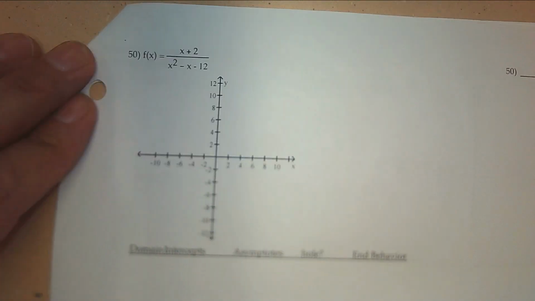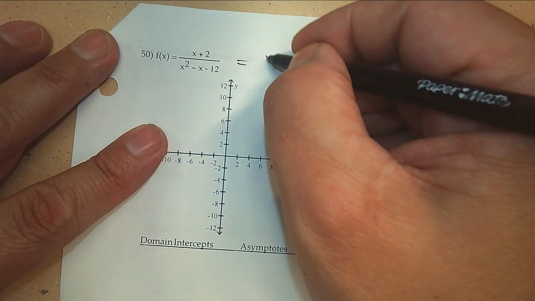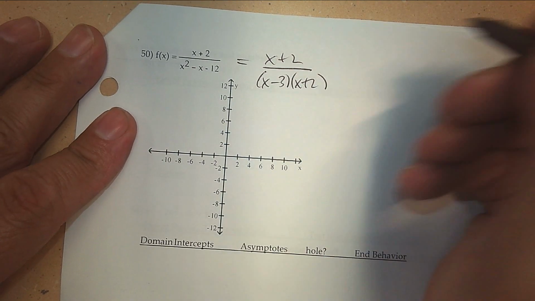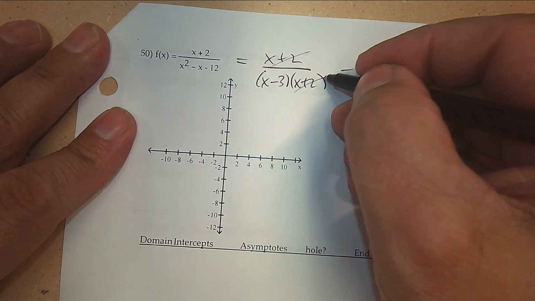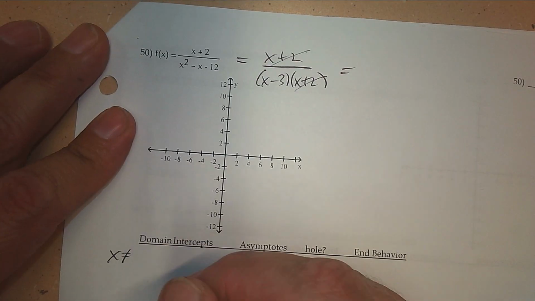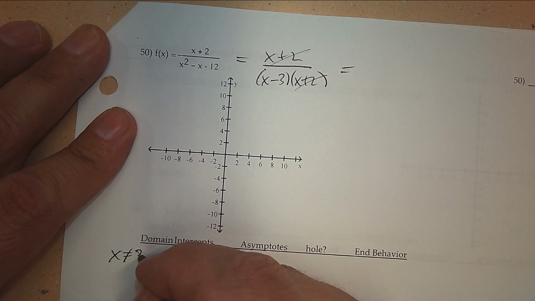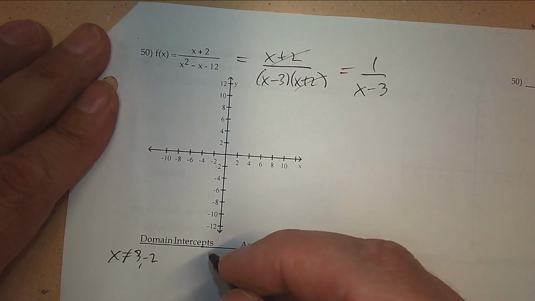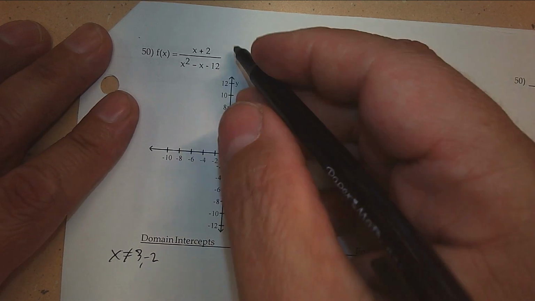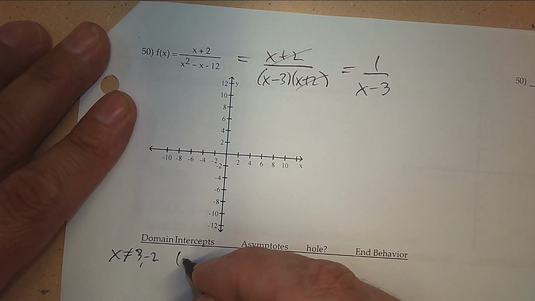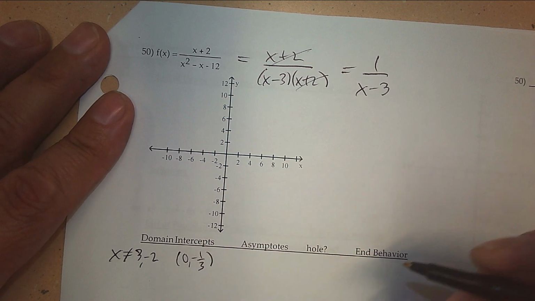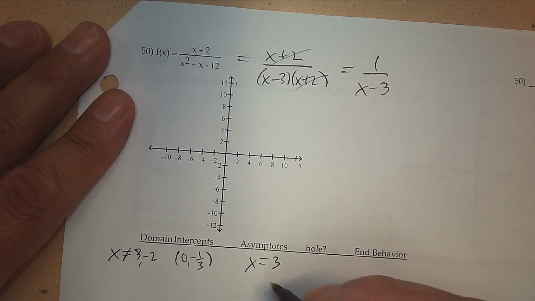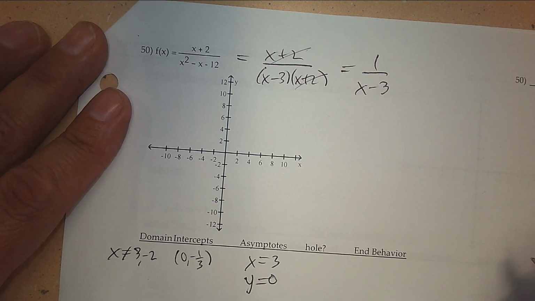Number 50 here, factor. Recognize there's something that was removable. Now the domain still is x can't equal 3 and negative 2. We have intercepts. We have no x-intercepts. We only have a y-intercept at negative 1/3. We have one asymptote at 3 and another one at y equals 0 because the bottom is more powerful.